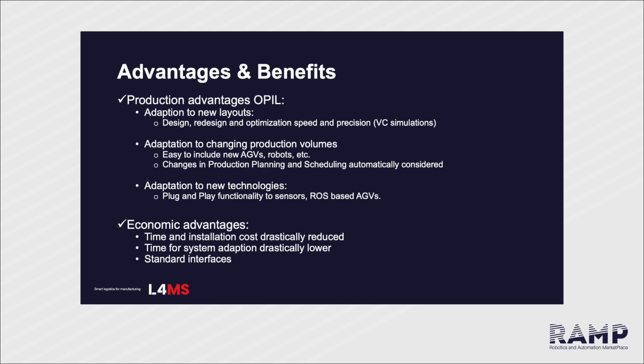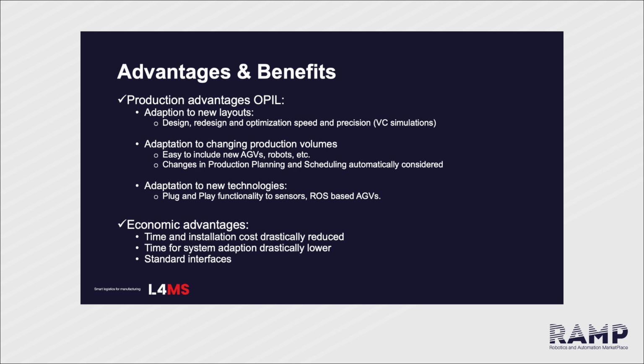The OPIL library can adapt easily to new layouts because you can always redesign and optimize routes and speed with precision through simulations. Also, you have adaptation to changing volumes. For example, it is easy to include new AGVs and robots, or change the production planning and consider even automatic scheduling. Additionally, adaptation to new technologies is possible with plug-and-play functionality for sensors and ROS-based AGVs.